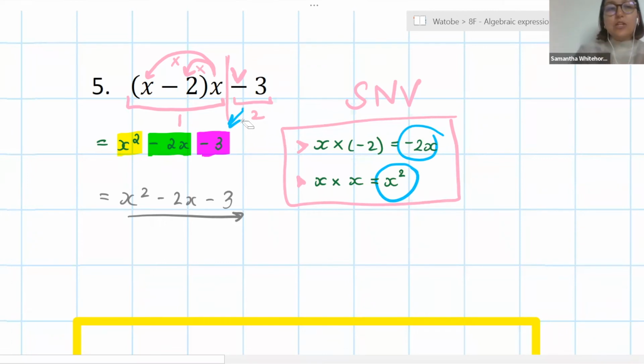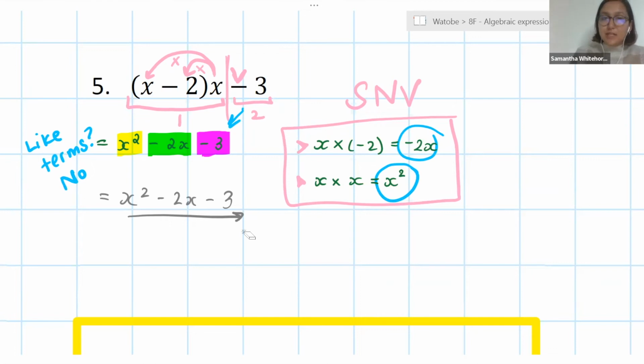And then I check, do I have any like terms? And as you all correctly told me, there were no like terms. And so my final answer is just the expression that I had there. Okay, so it's really important that you identify your terms and simplify each term because that avoids any unnecessary mistakes. All righty.